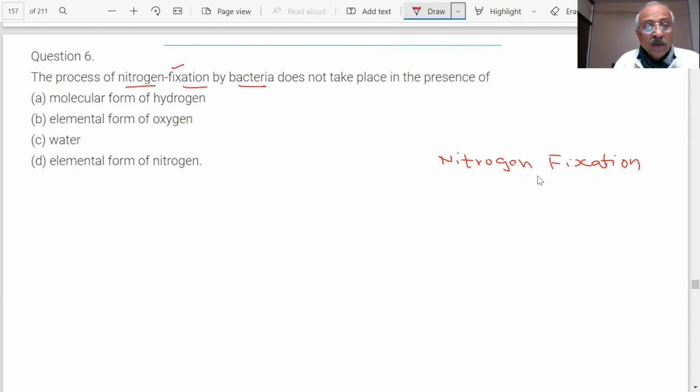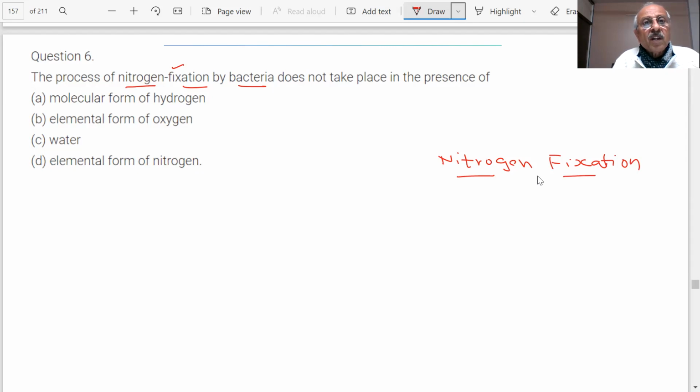Sir, nitrogen fixing bacteria fixes atmospheric nitrogen. What is the process which is happening? Sir, they convert it into nitrates and nitrites. Nitrates and nitrites are there in the soil. We see that. So nitrogen cycle we have discussed. You can watch that YouTube video on the nitrogen cycle to get complete information.